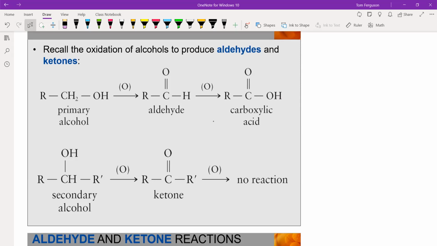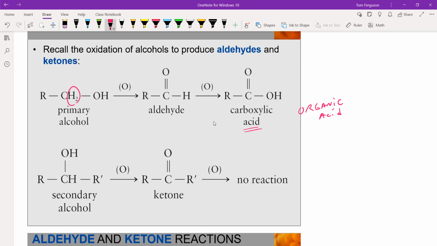We already talked about oxidizing a primary alcohol. It's oxidized twice because it has 2 hydrogens there. First oxidation forms the aldehyde. The second one forms the carboxylic acid. You could also call this an organic acid until we get to the chapter on carboxylic acids.